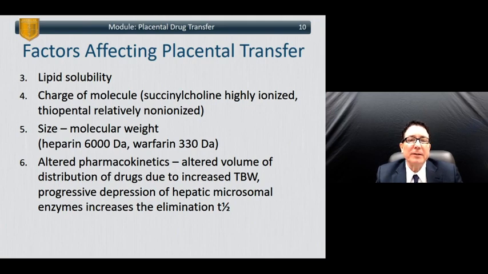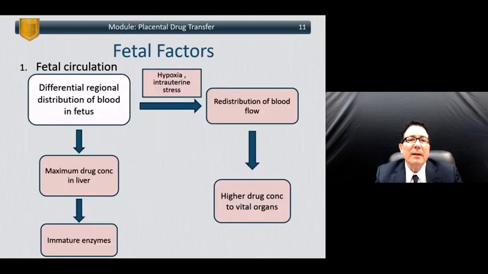Another factor is altered pharmacokinetics. Altered volume of distribution of drugs due to increased total body water, and progressive depression of hepatic microsomal enzymes, increasing the elimination half-life. Fetal factors. There's a little algorithm that helps in remembering these things.